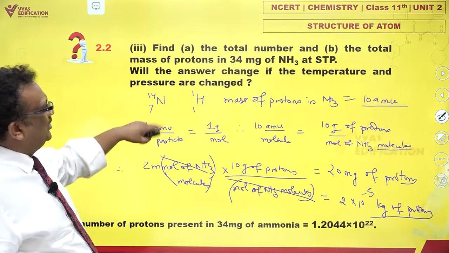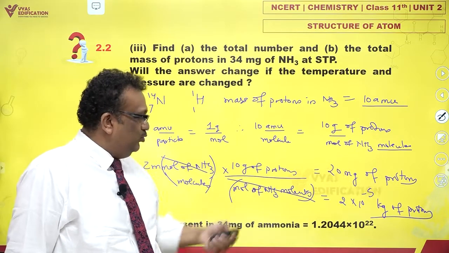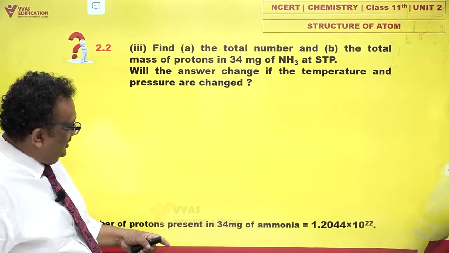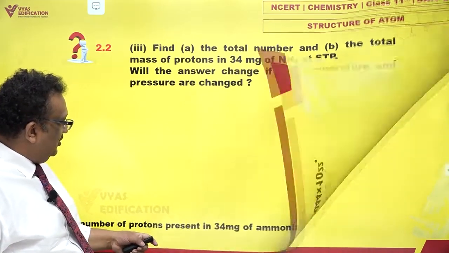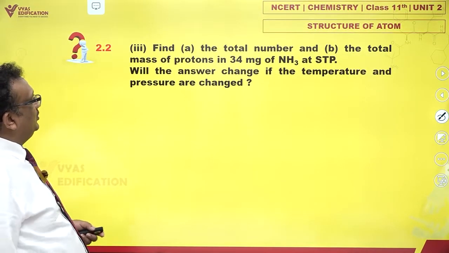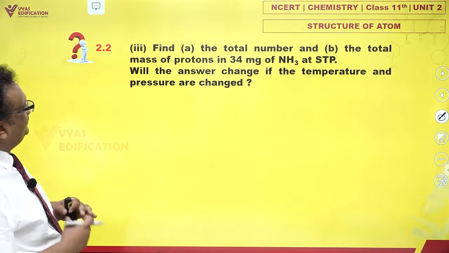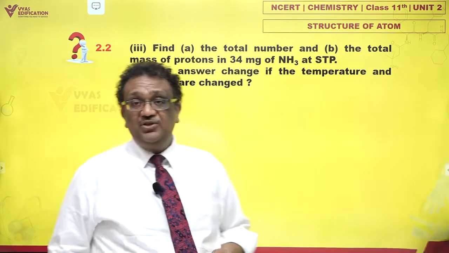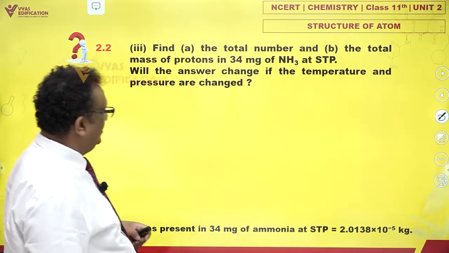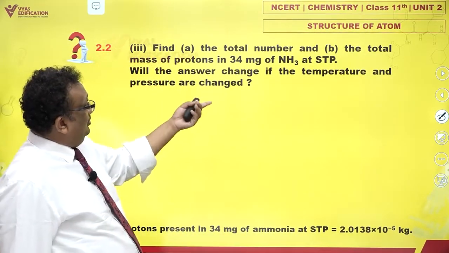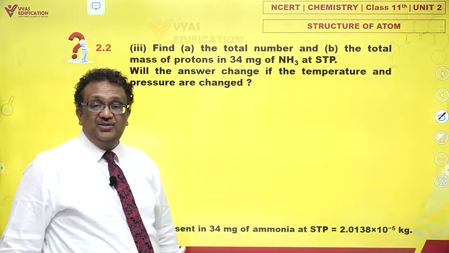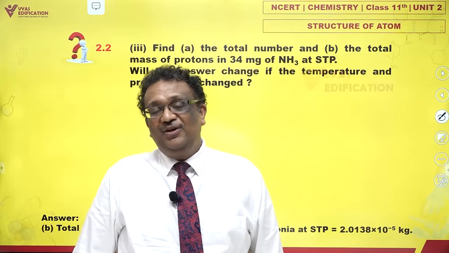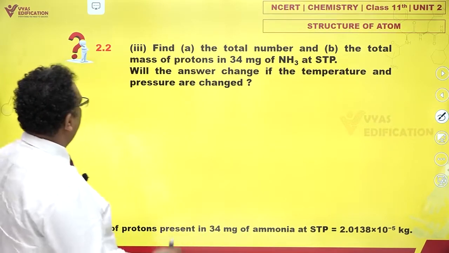If you don't want this, then you use the accurate mass of protons and do the multiplication, you will get very nearly the same number. And will the answer change if temperature and pressure are changed? The question is, I'm sorry, it will not change. Why? Because mass is independent of temperature and pressure. So, no.